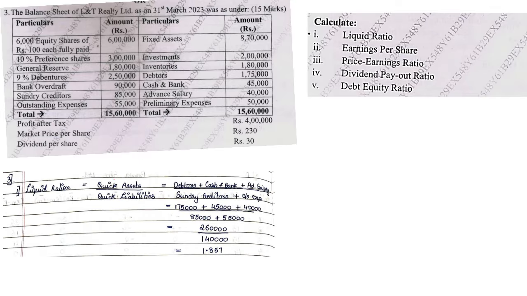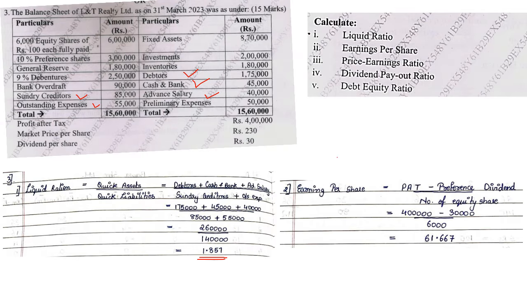Now the formula of liquidity ratio is quick asset upon quick liability. So in quick assets, what are the quick assets available to us? We have debtors, we have cash, we have advance salary. Under quick liability we have, except overdraft, creditors and outstanding expense. So 3 in the numerator, 2 in the denominator, we add up 1,75,000 plus 45 plus 40 divided by 85 and 155. We get 2,60,000 divided by 1,40,000 which comes to 1.857. That is the liquid ratio.